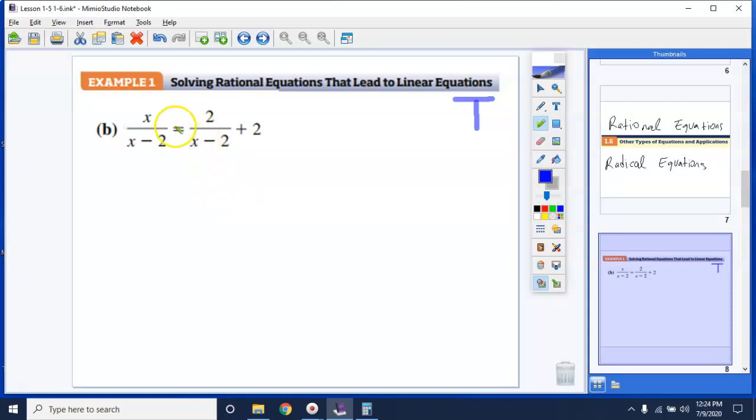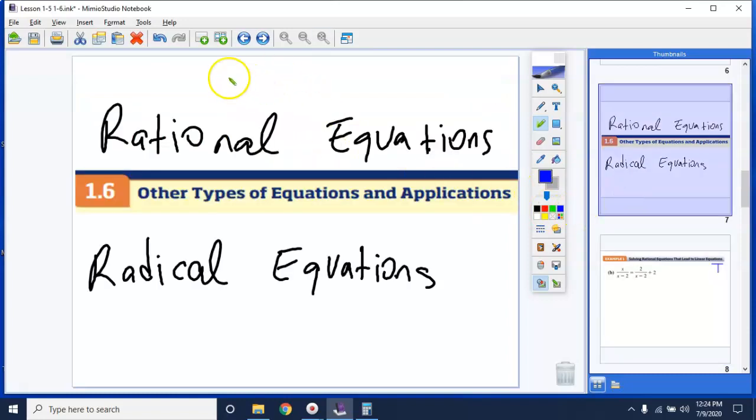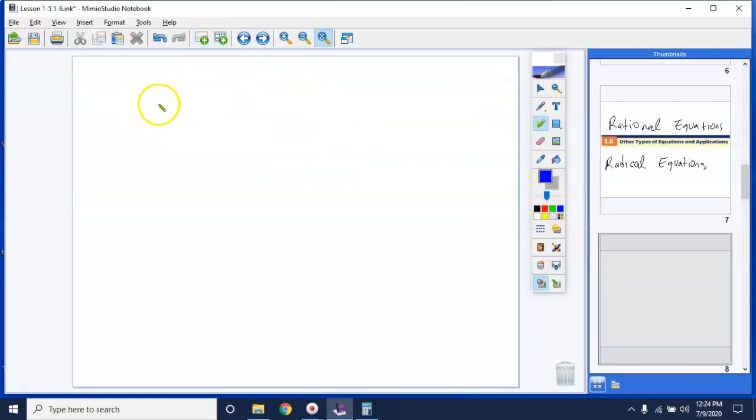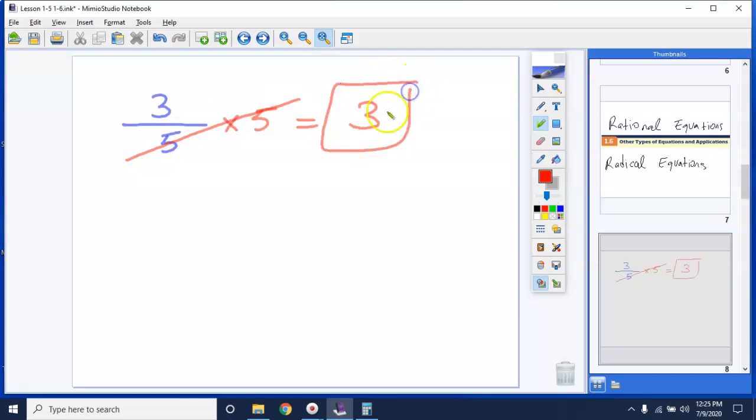As you've seen, x over x minus 2 equals 2 over x minus 2 plus 2. But before, I want to show you this. Let's say you got 3 over 5. It's a rational number. To get rid of this 5 and make it a whole number, an integer, what do you do here? If you multiply by 5, these two will cancel each other. I'm going to end up with 3. Am I right? So now I get rid of the fraction and rational number.